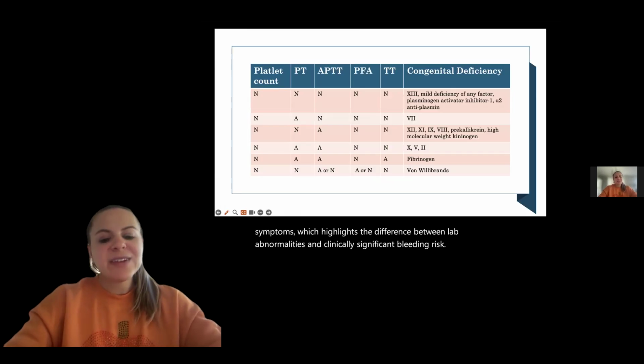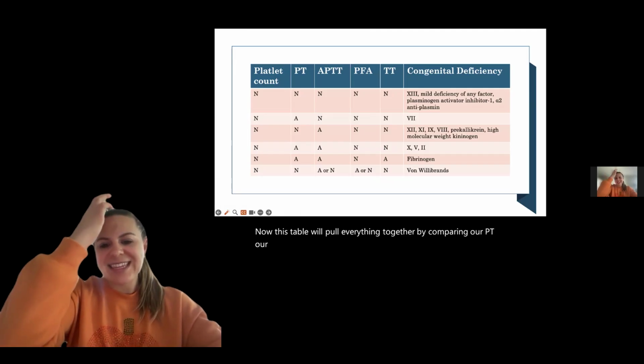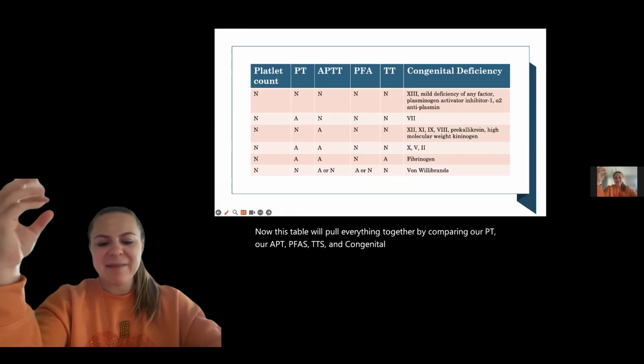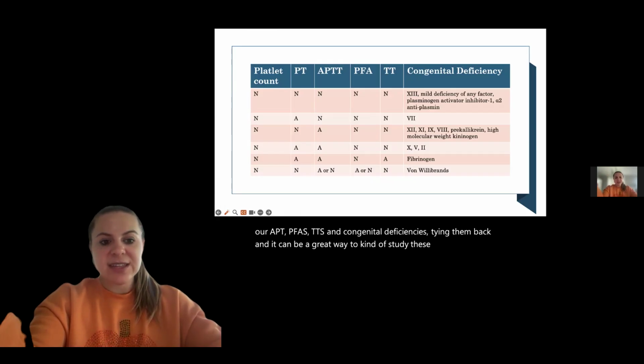Now, this table will pull everything together by comparing our PT, our APTT, PFAs, TTs, and congenital deficiencies, tying them back. And it can be a great way to study these different factors and these different conditions.